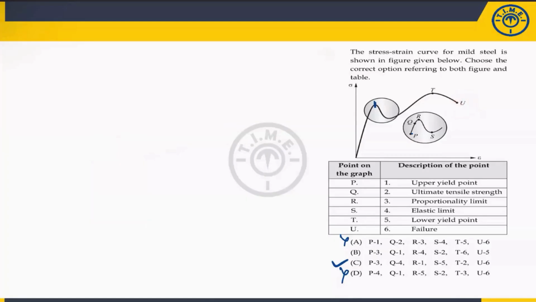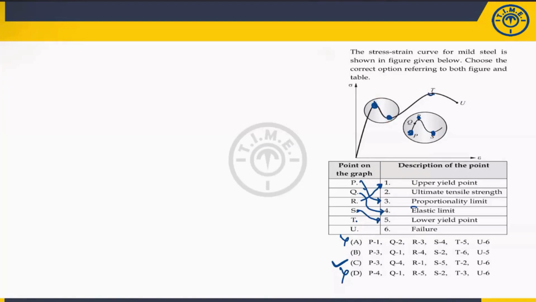Okay, so P belongs to 3, which is the proportionality limit. Q belongs to the elastic limit, which is 4. R is the yield point. Then S belongs to, what is the S point? S point is this one. One is the upper yield point and this is the lower yield point, because one is the point above and another is the point below. So S belongs to the lower yield point.